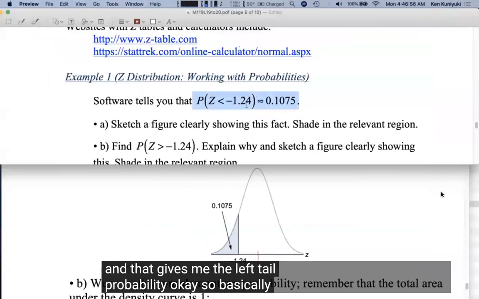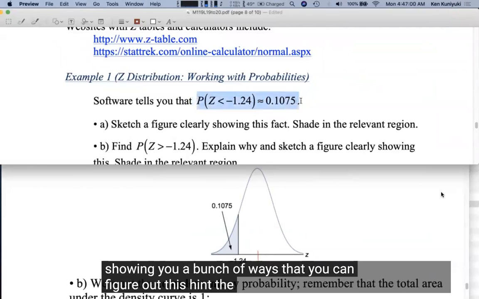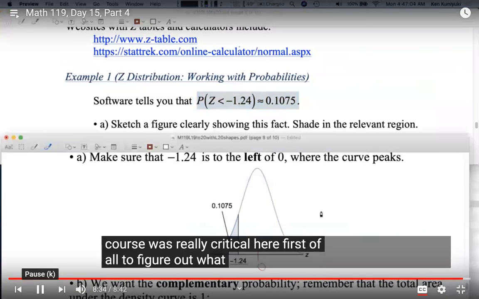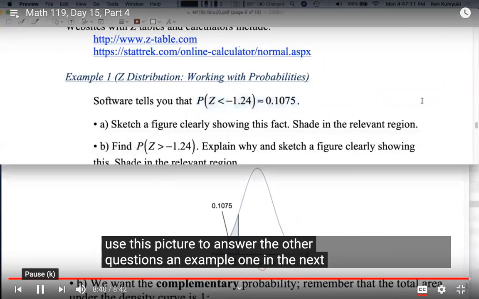Basically, I've been showing you a bunch of ways that you can figure out this hint. The picture, of course, was really critical here, first of all to figure out what even the heck we were doing. But then we're going to use this picture to answer the other questions in example 1 in the next video.